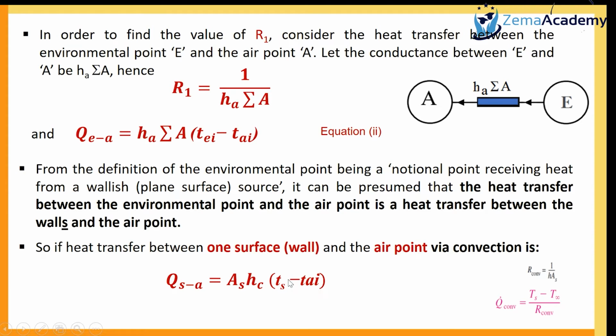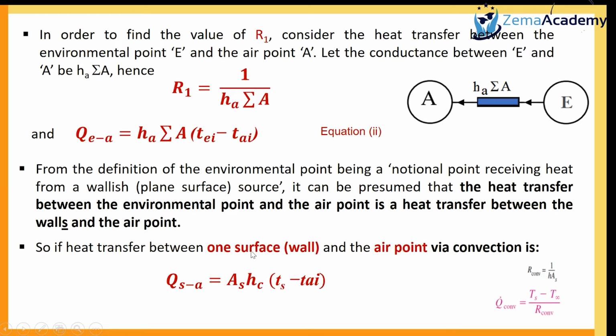And now you can see there are two temperatures involved. One is TS, the temperature of this surface, the one wall that we are considering, and the other is the temperature of the inside air. And because we are considering the heat transfer from the wall to the air point, you can see the difference TS minus TAI.